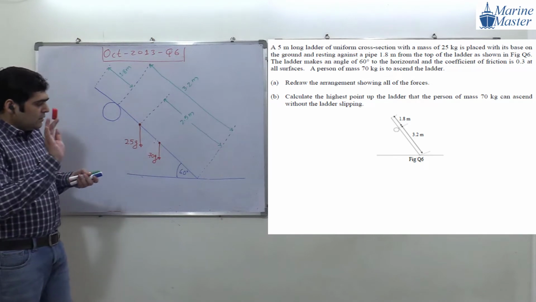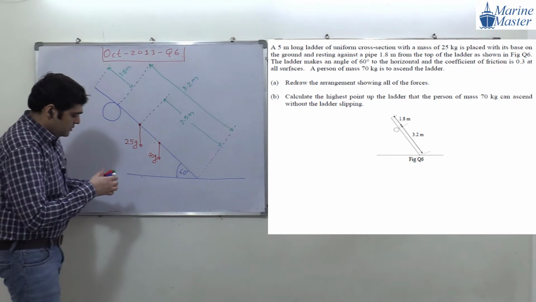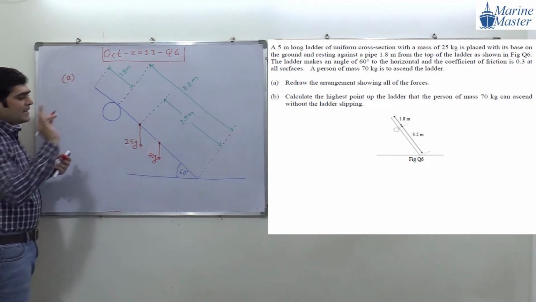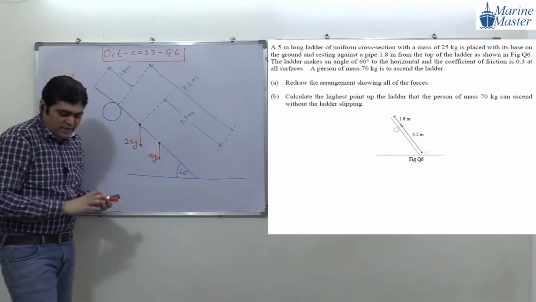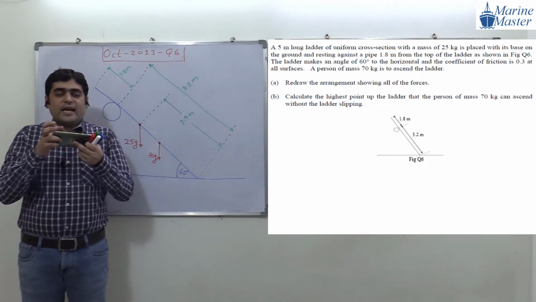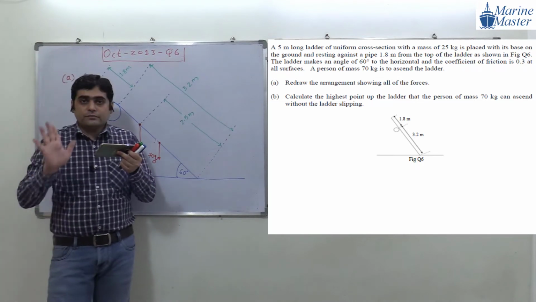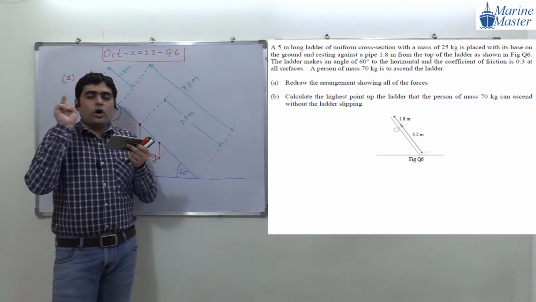Now I am going to read the B part once again for all of you. What is the meaning of this drawing? This drawing means our part A answer. Here we have to show all the forces. That is what they are asking. In the A part, they are asking us to redraw the arrangement showing all of the forces.